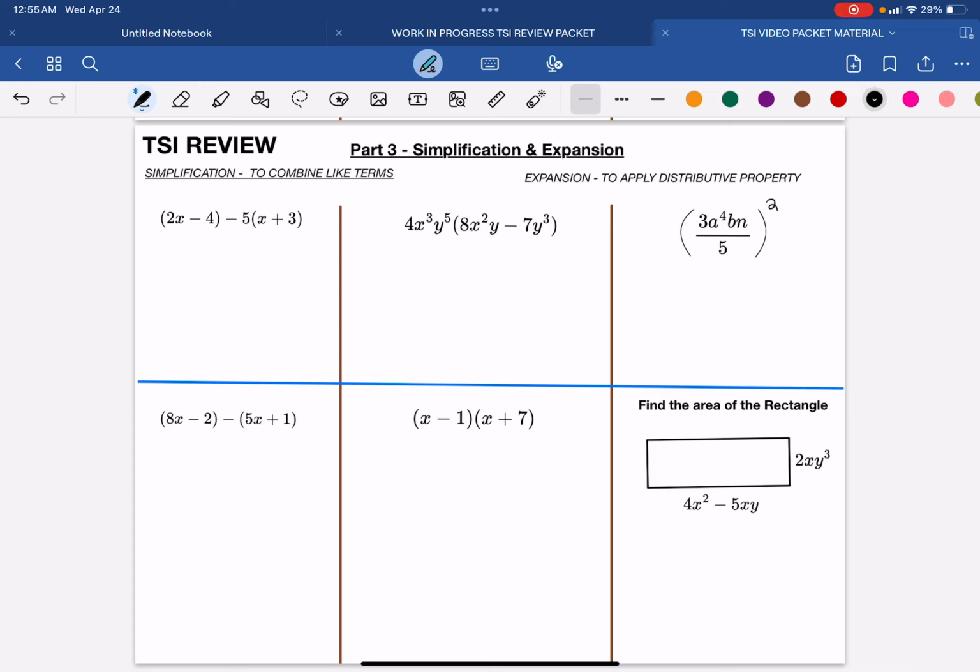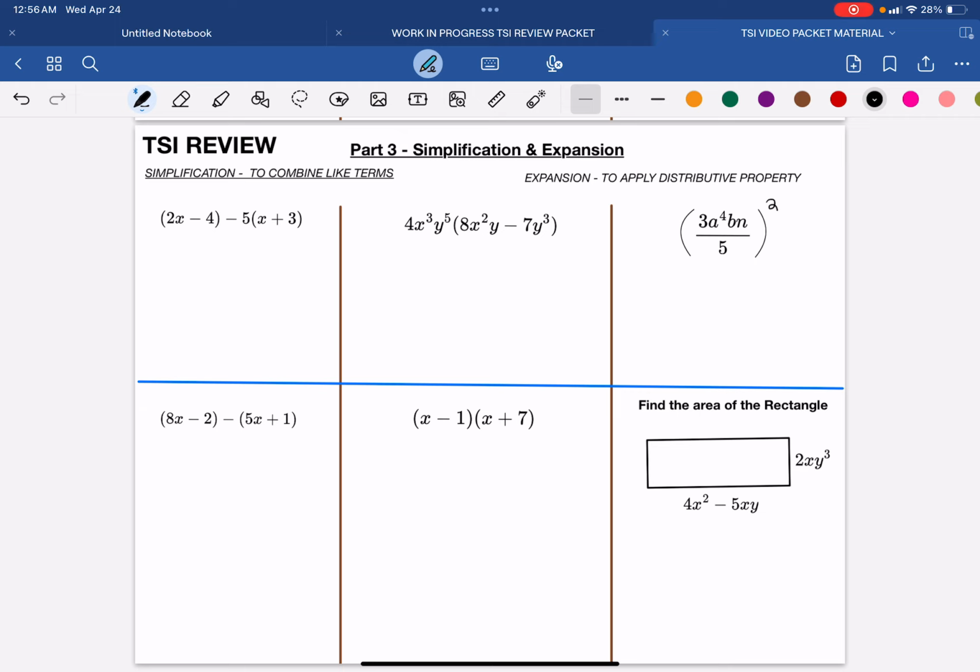Hello, everybody. We're here for part three of our TSI review. Part three will be composed of simplification and expansion. Simplification, basically, you should think about it as combining like terms. And when we talk about expansion, basically we have to apply the distributive property. So we're going to do a couple of examples and see if we can make some connections.